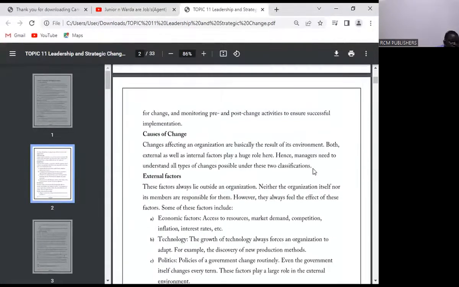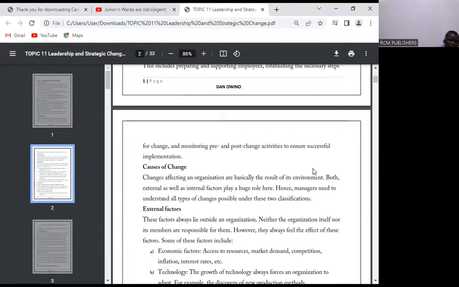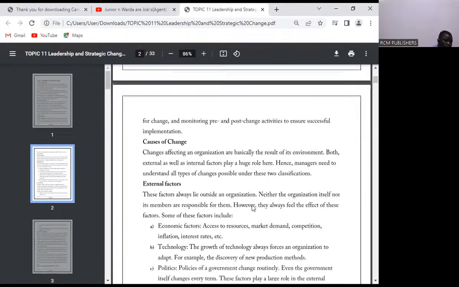Then you have the causes of change. This is also very important, because it assists you to understand what are the examples of the internal factors that could be contributing to change, or the external factors that can also be contributing to change. Changes affecting an organization are basically the results of its environment. Both external as well as internal factors play a huge role here. Hence, managers need to understand all types of changes possible under these two classifications.